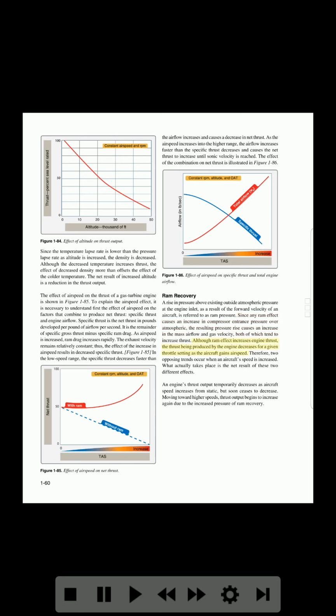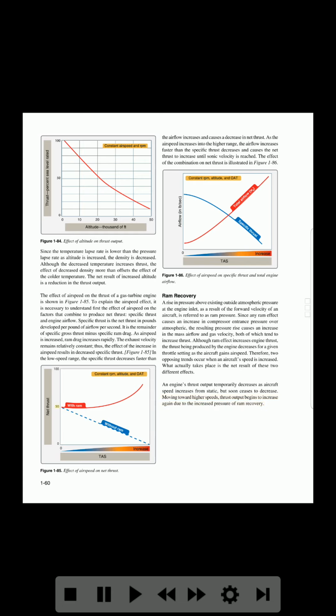Although ram effect increases engine thrust, the thrust being produced by the engine decreases for a given throttle setting as the aircraft gains airspeed. Therefore, two opposing trends occur when an aircraft speed is increased. What actually takes place is the net result of these two different effects. An engine's thrust output temporarily decreases as aircraft speed increases from static, but soon ceases to decrease, moving toward higher speeds. Thrust output begins to increase again due to the increased pressure of ram recovery.